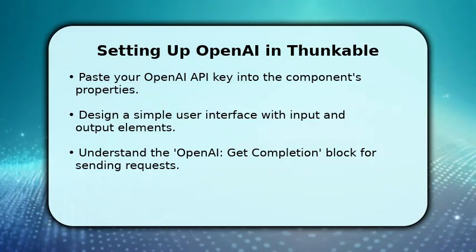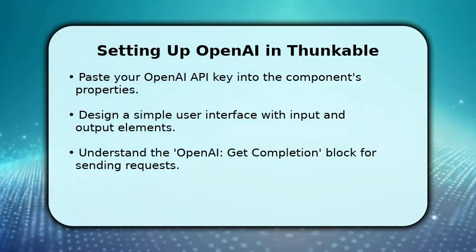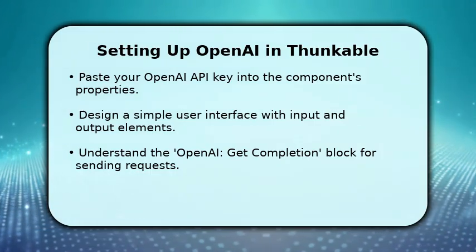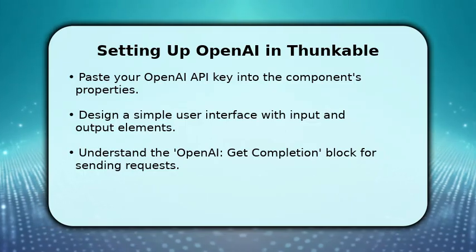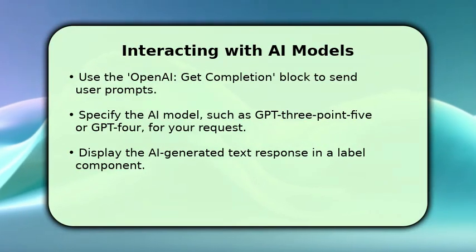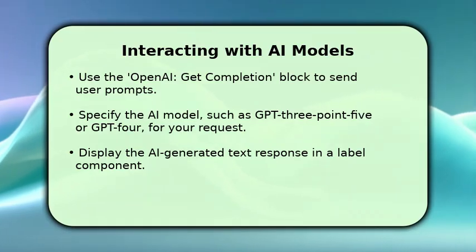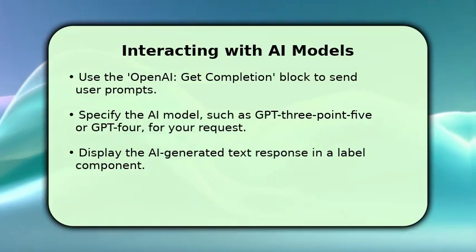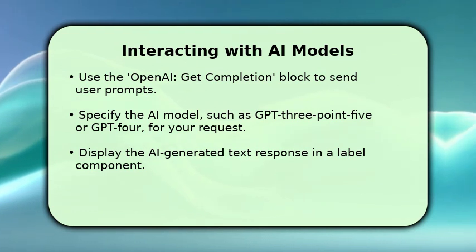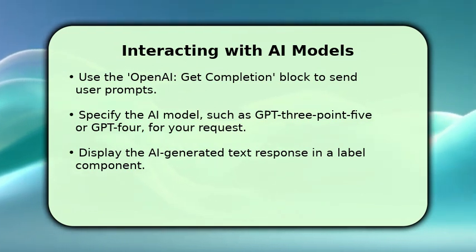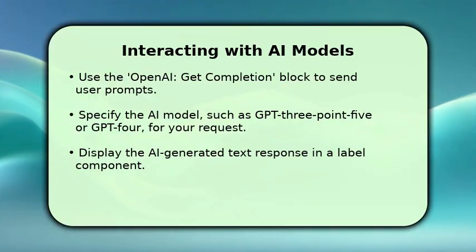In the Blocks editor, locate the OpenAI Get Completion block, which is central to sending prompts to the AI. To make your app interactive, drag the OpenAI Get Completion block into a When Button Click event. Set the prompt input to the text from your user's input component. You can also select a specific AI model, like GPT 3.5 or GPT-4, within the block settings.